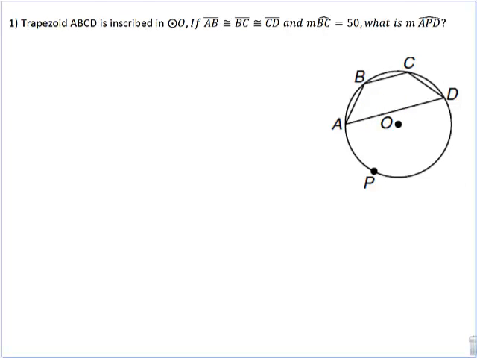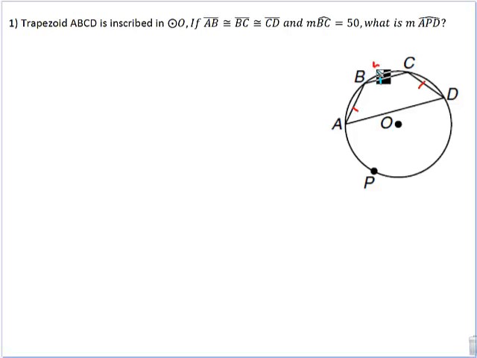So we'll start with this example. Trapezoid ABCD is inscribed in circle O. If AB is congruent to BC, which is congruent to CD, and the measure of arc BC is 50, what's the measure of arc APD? So let's label what we know. AB, BC, and CD are all congruent, so we can mark those three as being equal.